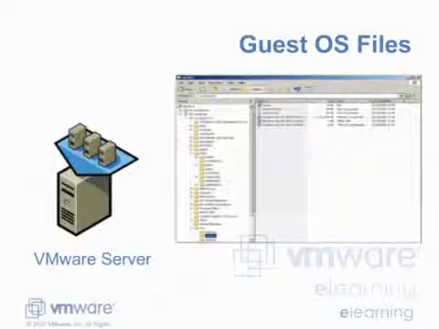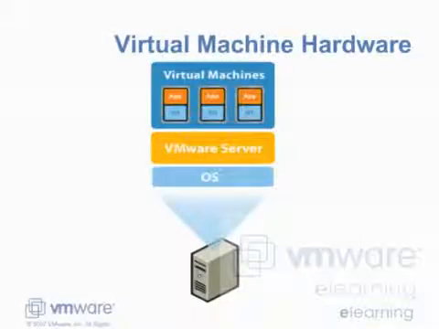The guest operating system is made up of a series of files that are stored on the host operating system. Later modules will discuss what each of these files are. For now, it's important to understand that the guest operating system is stored as a series of files on the host. The guest operating system shares hardware with other guests on the same host operating system.